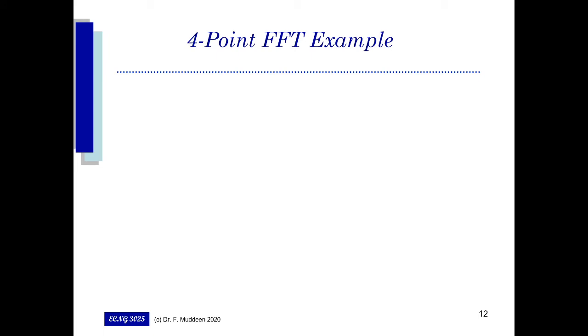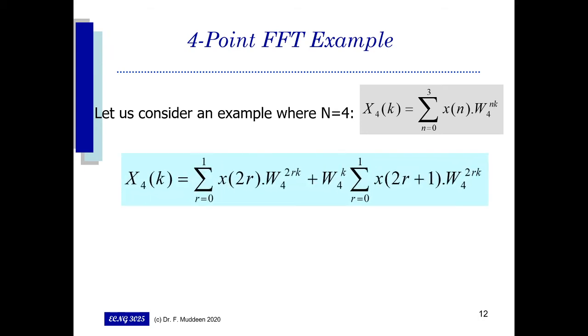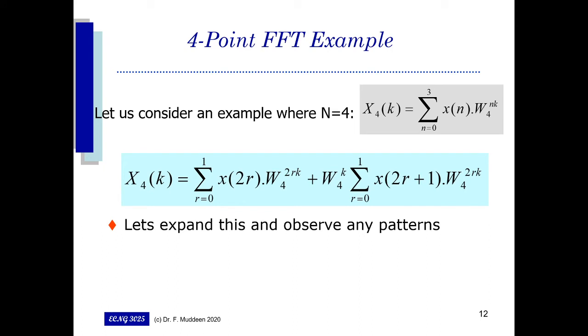So let's observe how we would start doing an FFT for a 4-point input. If we decimate these 4 points and split them into an even sequence and an odd sequence, the equation becomes this form here. Let's start expanding this and observing any patterns.